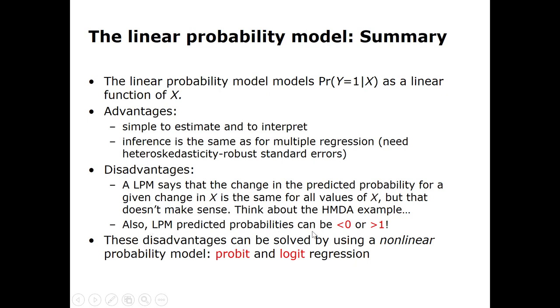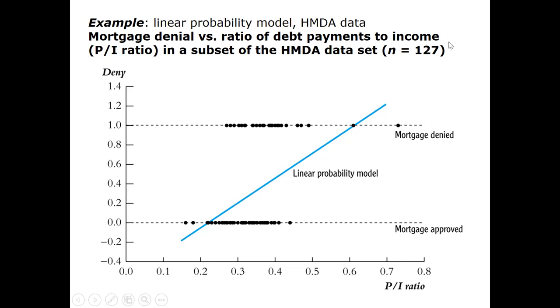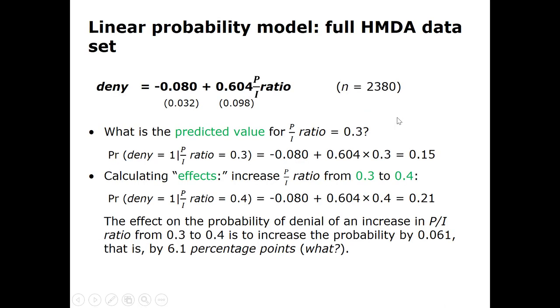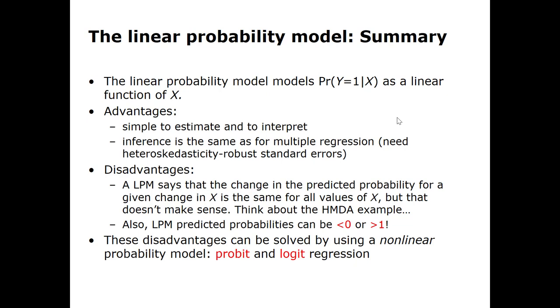Also, the linear probability model predicts that the probabilities can be less than 0 or greater than 1. So if I go back, you notice this line has values above 1 for individuals whose PI ratios are 0.7 or above, for example. That doesn't make sense. And the values are negative here in this case, you see. And remember, deny takes only the values 1 and 0. We are only focusing on the probability of denial given that y equals 1. According to this model, the values can be more than 1. So these are the disadvantages that we need to overcome. And that's why we don't usually use linear probability models.